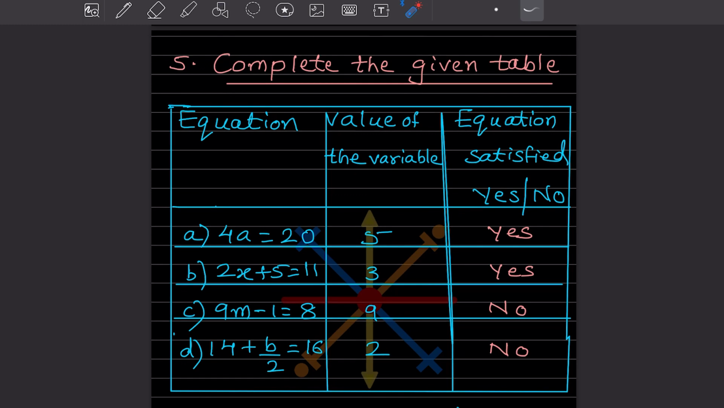Next question says that complete the given table. So here, what happens now? Just look carefully at it. Now the equation is given. A value of the variable is given. And we have to say whether this equation is satisfied, yes or no. Okay. So we cannot do directly, but we have to solve this equation now. Now here for the first, they said 4a is equal to 20. And they said the value of the variable is 5. Okay, so that means a is 5. Value of the variable means here the a is 5.